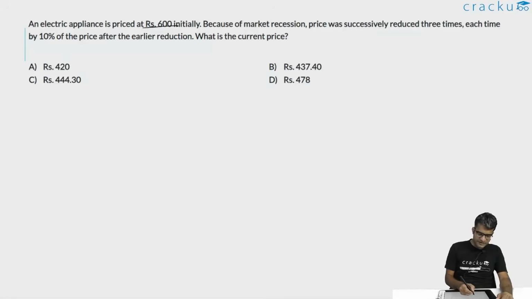In this question, we are told that there is an electronic appliance which costs rupees 600 initially, but because of the market rush, the price is successively reduced 3 times, each time by 10%. What is the current price?